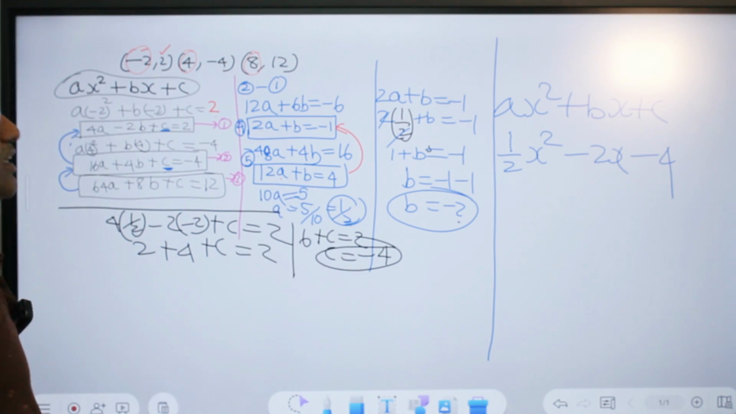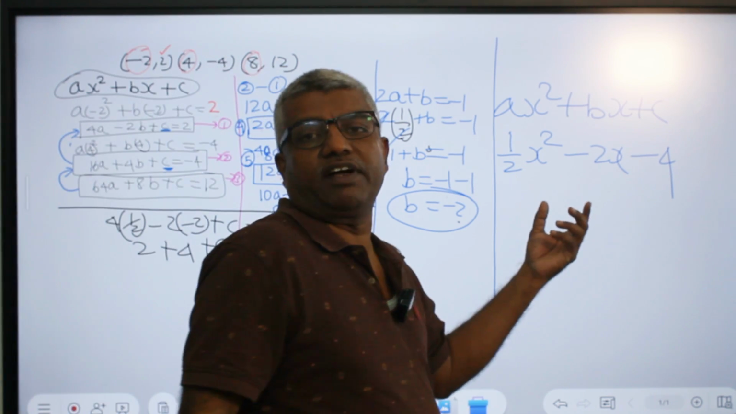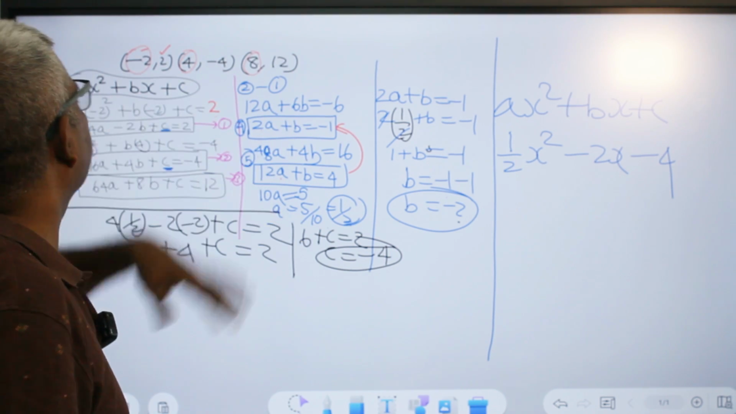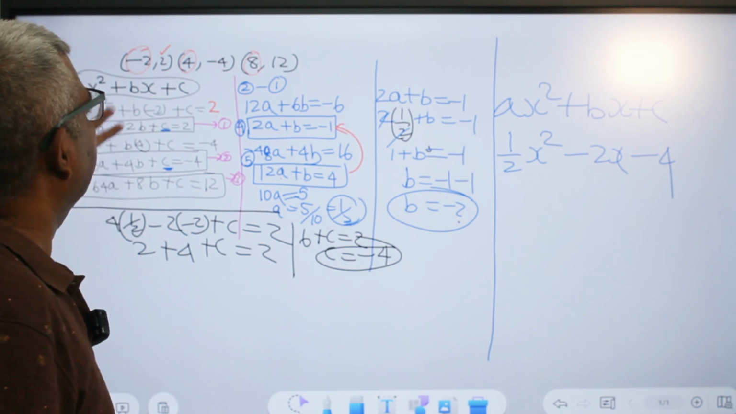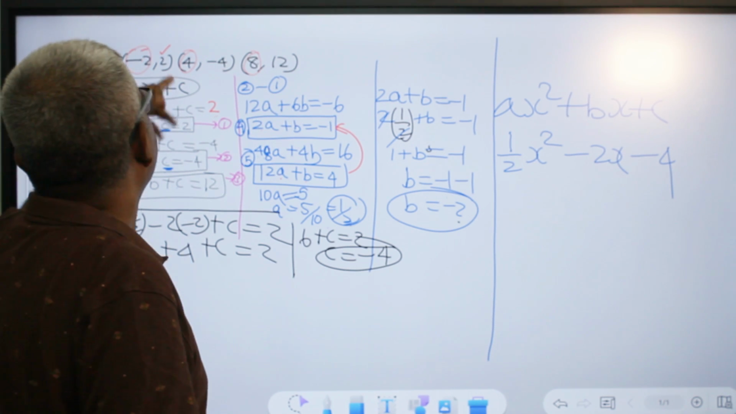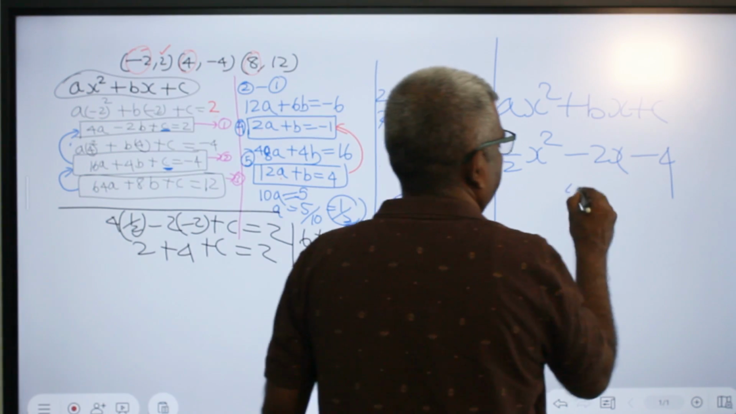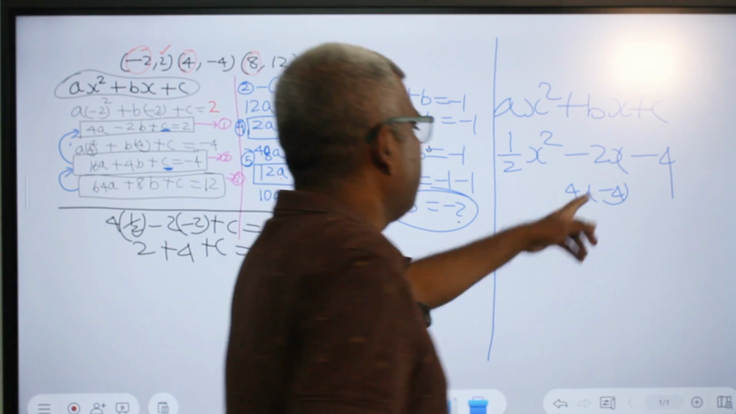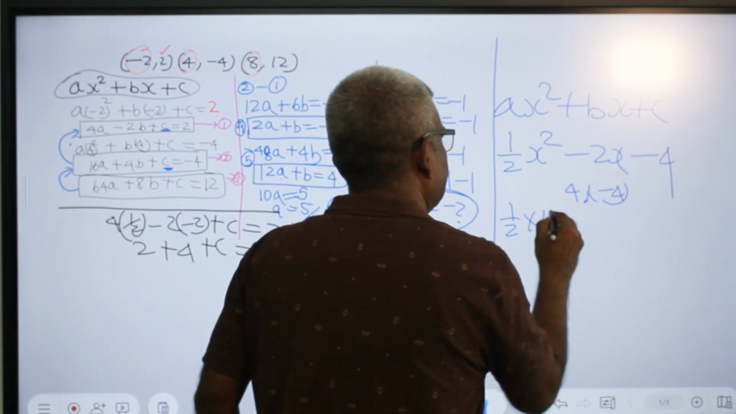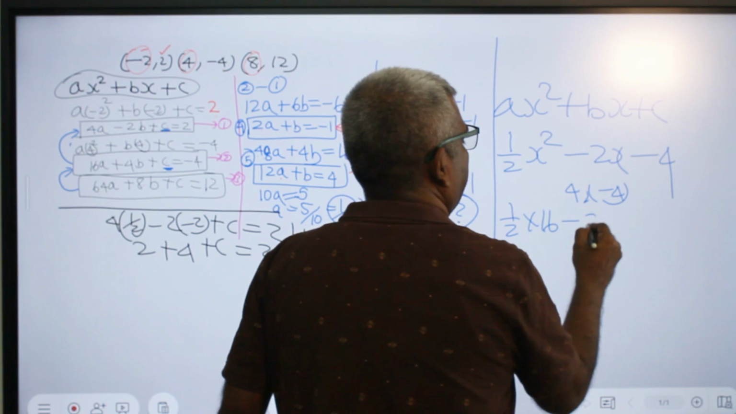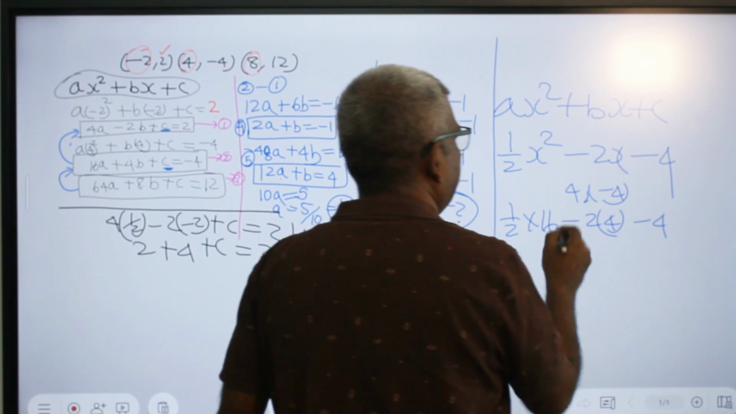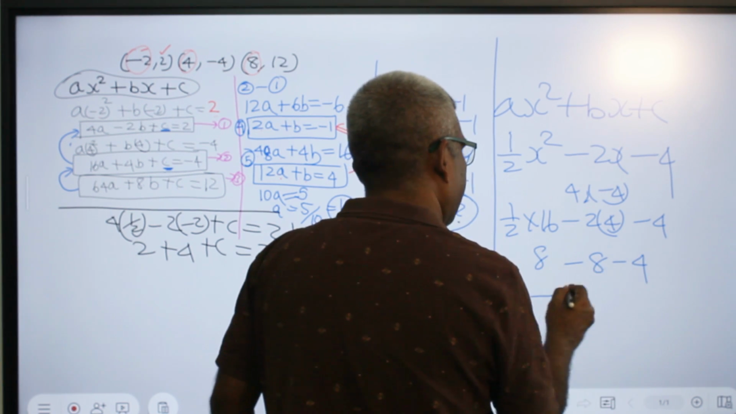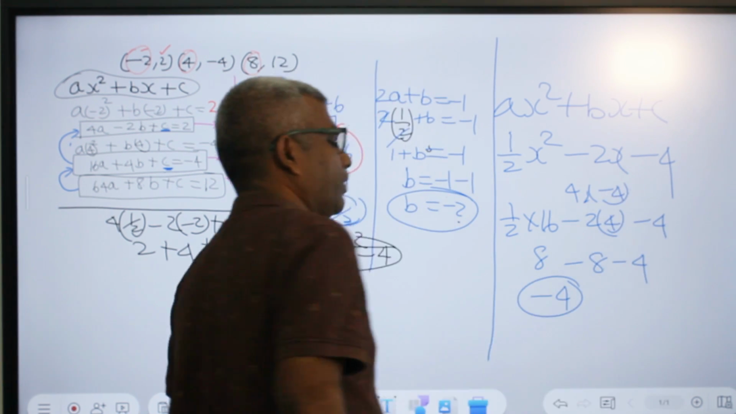Okay. This function f of x is passing through these 3 points. You can substitute and find out whether you did it right. Take any one point or all the points. I am taking 4 comma minus 4, and I am checking. In place of x, I substitute 4, then minus 4 has to come. 4 square is 16, minus 2 times 4 is minus 8, minus 4. So minus 4. We got the y value minus 4.